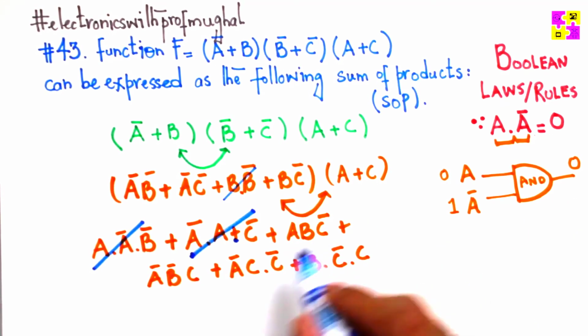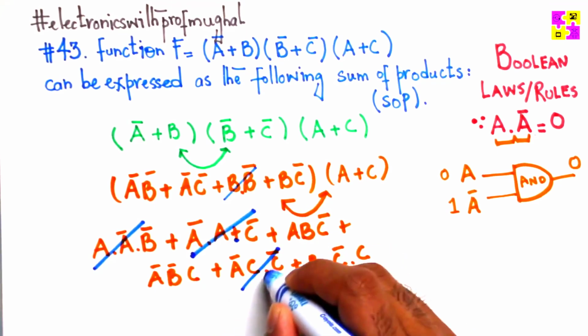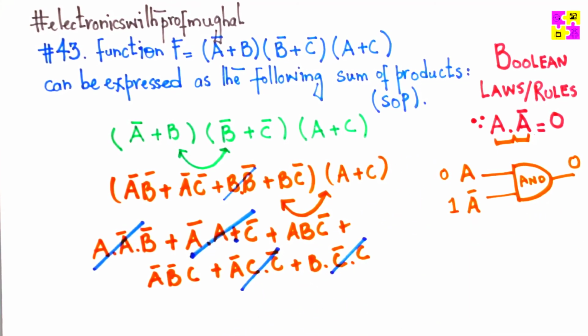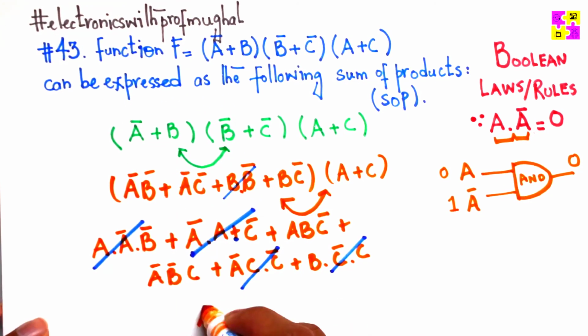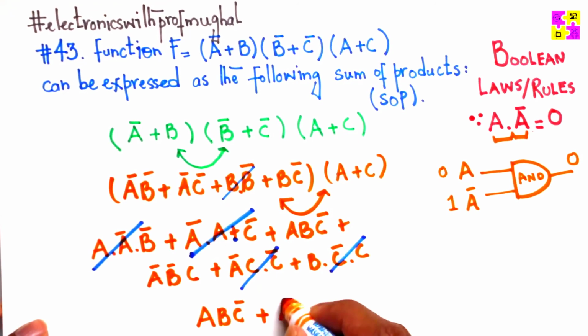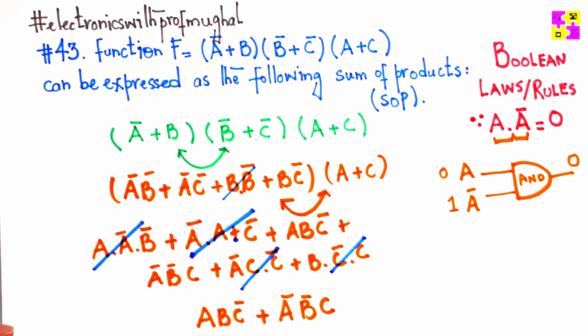This is fine. This is fine. This becomes 0 because c dot c bar is 0, and c bar dot c is 0 here as well. So I'm basically left with 2 terms in the equation, and I can rewrite them as a b c bar plus a bar b bar c. And that is your answer.